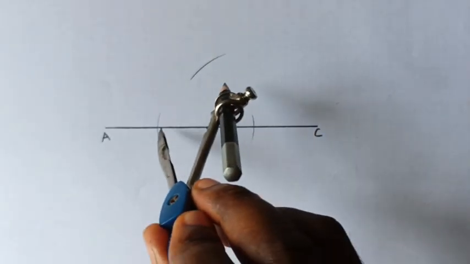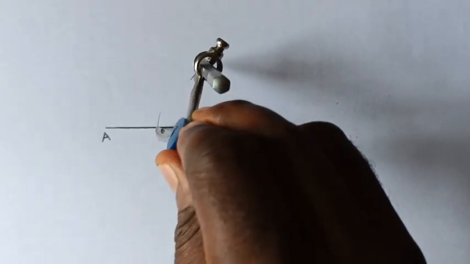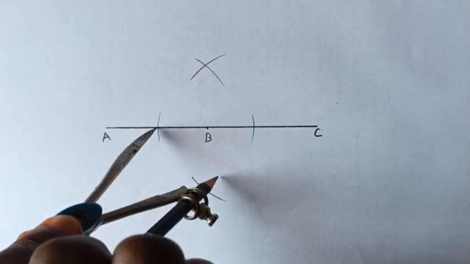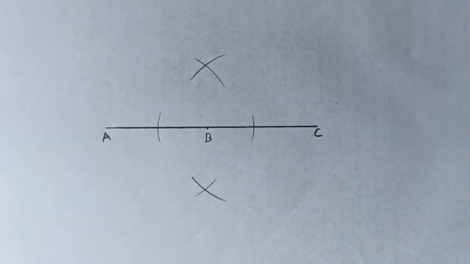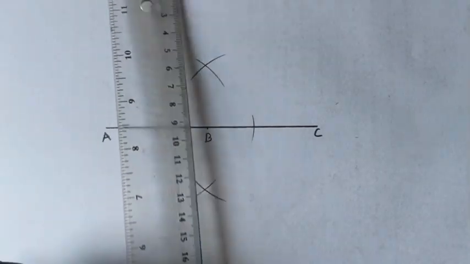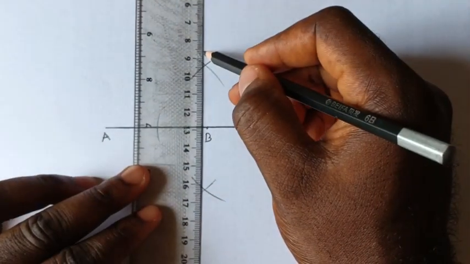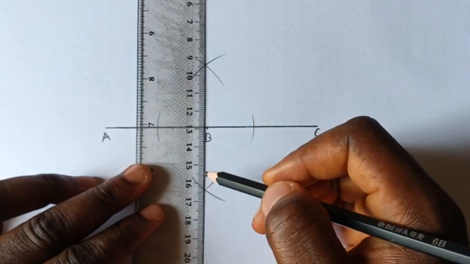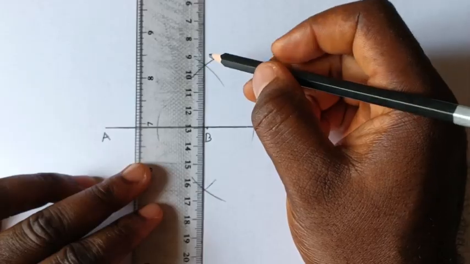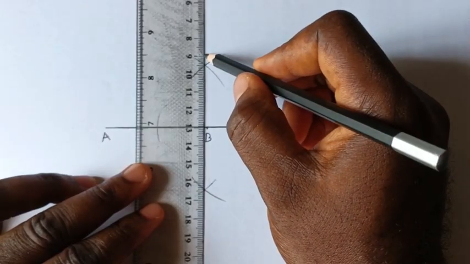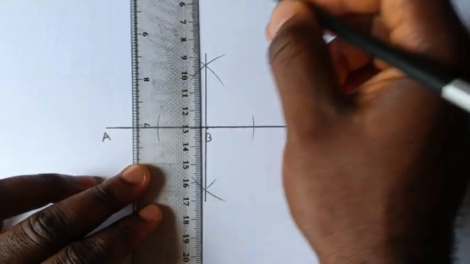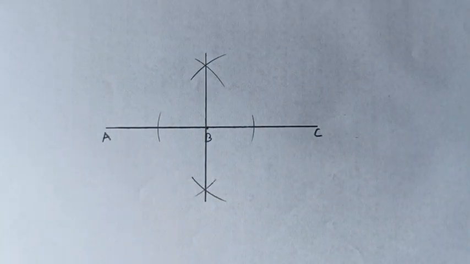Using that same radius, you project to this point, you stand here and you now cut another arc at the top and below. So once you are through with that, you will now extend a straight line from this point cut across the center to the other side. So this is how to construct a perpendicular line.